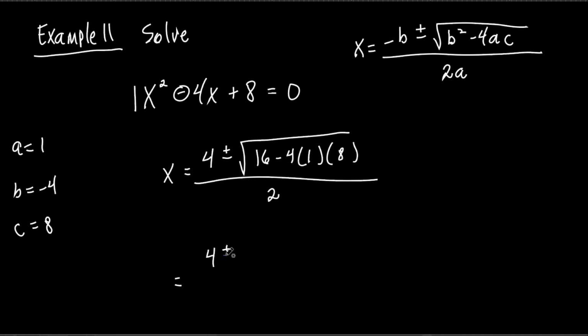Plus or minus, square root. Let's figure out what this is. 4 times 8 is what? Come on, 8 times 4, 32. So this is 16 minus 32. Can you do that in your head? It's negative 16.